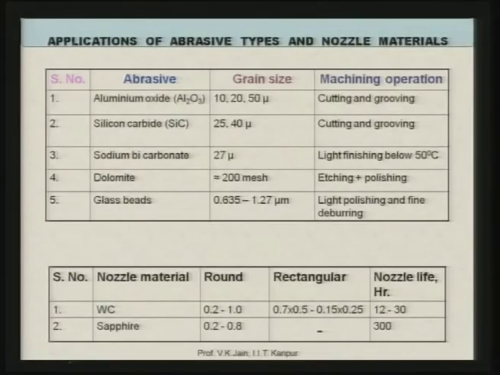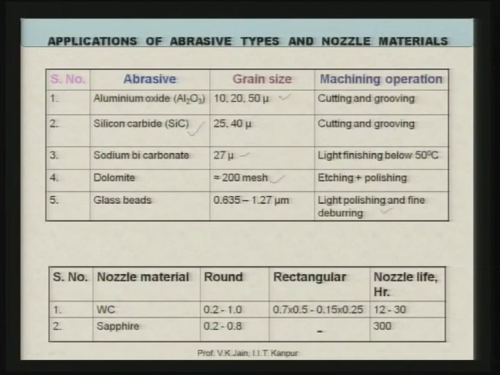So, you can see here applications of various types of abrasive and nozzle materials. Alumina, the grain size normally used is 10, 20, 50 micron, and this is good for cutting and grooving purposes. Silicon carbide, the normally used grain size is 25 micron and 40 micron, and it is good again for cutting and grooving. Sodium bicarbonate is good for light finishing below 50 degree centigrade temperature. Dolomite again for etching and polishing purposes, and glass beads for light polishing and fine deburring purposes.